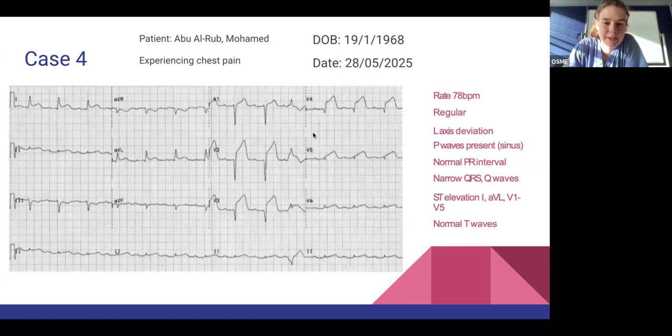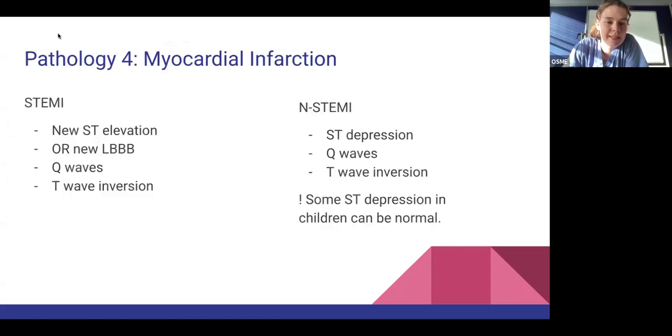So Mohammed is having a bad day. He's having a myocardial infarction. He's having a STEMI. So STEMI involves new ST elevation or new left bundle branch block, which is kind of what I said before. There are Q waves. You might see T wave inversion as well. It'll definitely be inverted in comparison to the ST elevation.